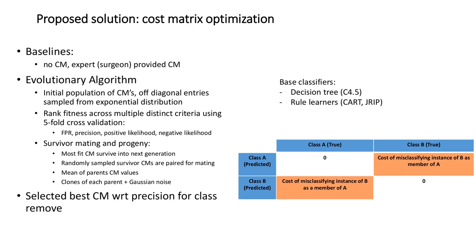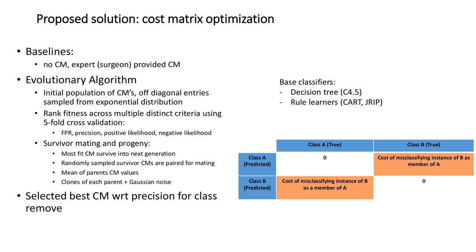Our proposed solution, we introduce a unique evolutionary algorithm. It's multi-objective. So what happens is you have a population of cost matrices, and we're going to evaluate fitness with respect to several different, distinct objectives. For example, we use a false positive rate, precision, positive likelihood, and negative likelihood, all with respect to the class remove, as well as all with respect to the class DPD, discharge with pleural drain. So there's four metrics across two classes, so basically eight metrics.